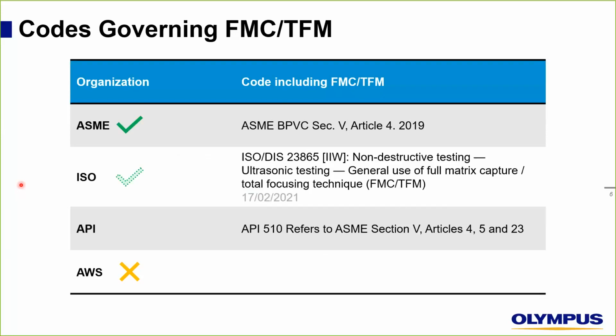Actually, they asked me: currently, the only code that includes FMC TFM is ASME Section 5, Article 4 in its 2019 release. The ISO code, as indicated on its website, will release a dedicated standard in February 2021. API 510 again refers to the ASME code, so since it works for phased array, it could be a window to use FMC TFM as well. AWS just released its D1.1 for 2020, so I don't think FMC TFM is on the table right now.